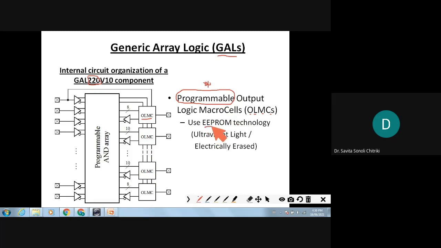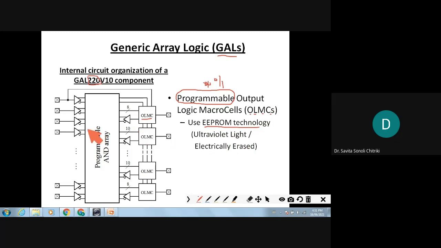They use E-squared PROM technology. That means electrically erasable programmable ROM technology is used. Programmable means what? You have to erase and you have to reload, right? So what kind of technique is used? Electrically erasable PROM technology is used, right? So either ultraviolet or electrically erasable.